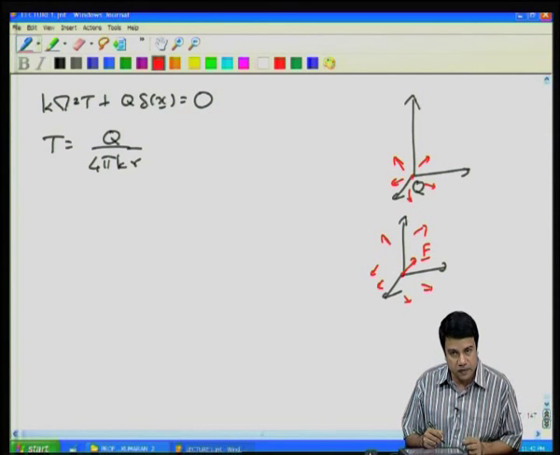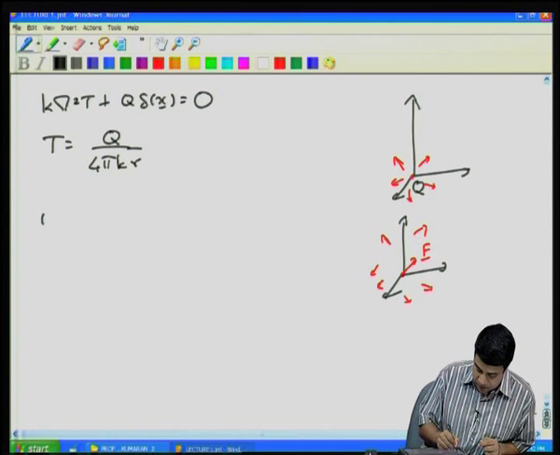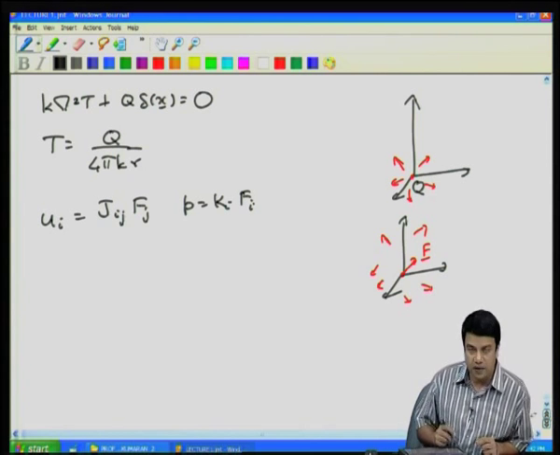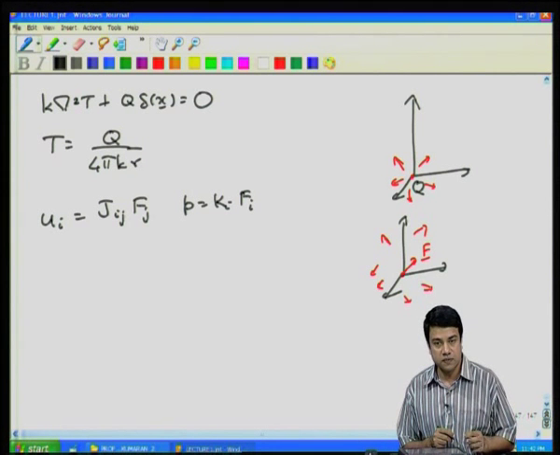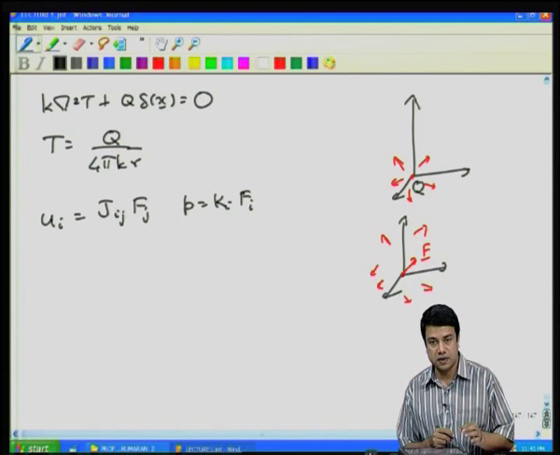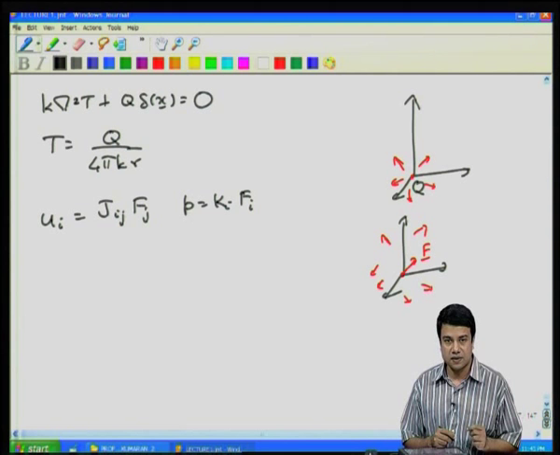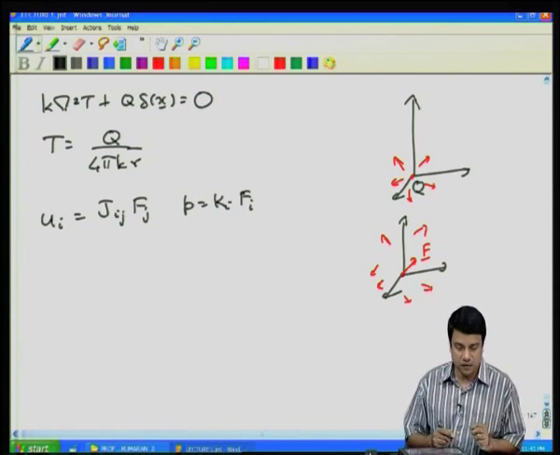That disturbance to the velocity field at each point within the fluid, we found out, was ui equal to Jij times Fj, and p equal to Ki times Fi. The disturbance to the velocity and the pressure, where Fj was the force exerted by the object, the entire force exerted by the object. So, this is also a solution for a delta function force located at the origin for the Stokes equation for a viscous flow.